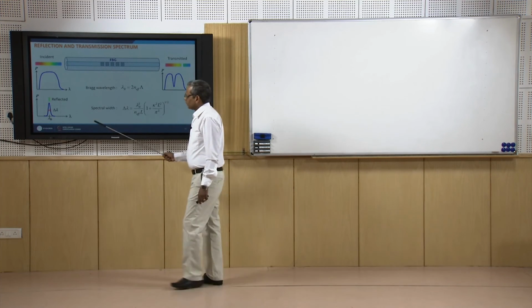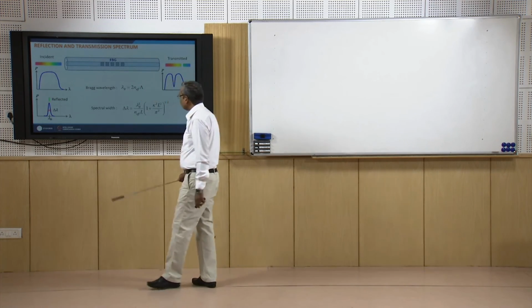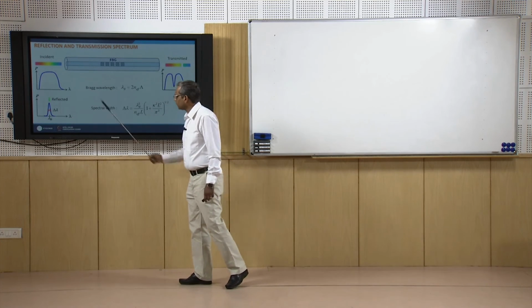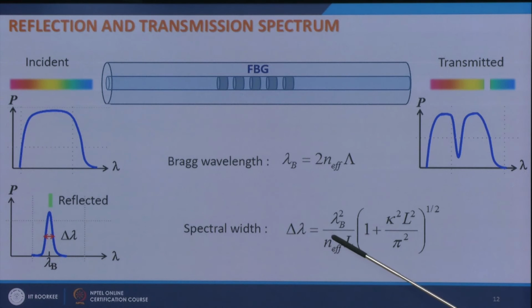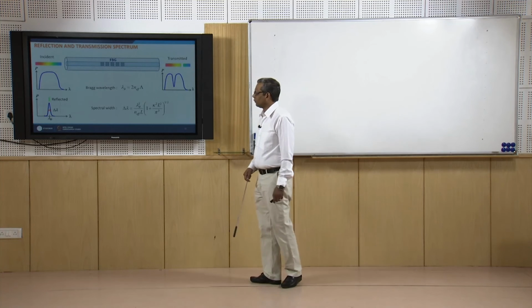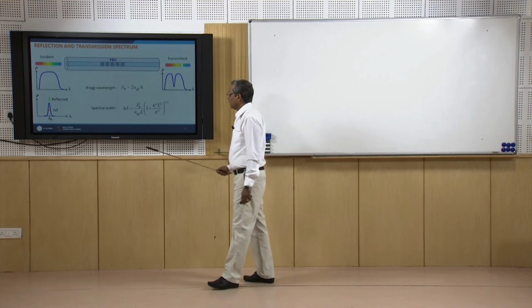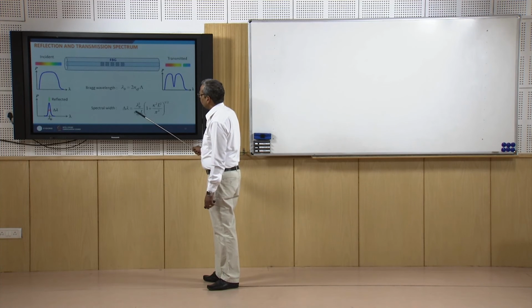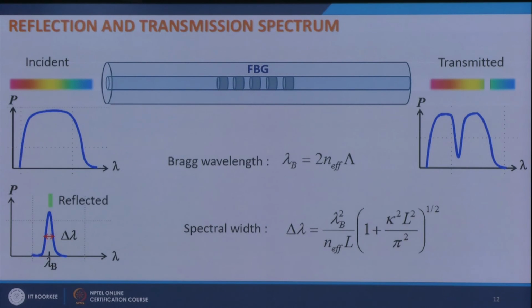Then what is the spectral width of this? The spectral width of this reflection spectrum is given by delta lambda equal to lambda b squared divided by n effective times L, times the square root of 1 plus kappa squared L squared over pi squared. So, if I know all these values, n effective, kappa L is given for a given reflectivity, and then it will depend upon what is the value of n effective, what is the value of L.